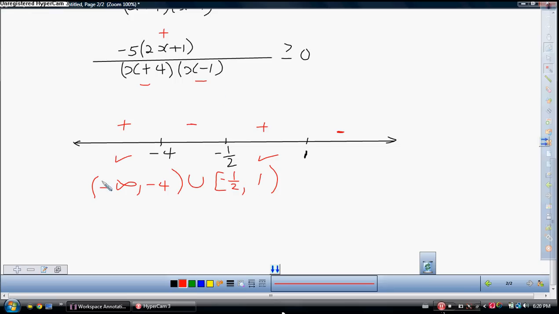So the solution to my inequality is x between negative infinity and negative 4, and x greater than or equal to negative 1/2 and less than 1.